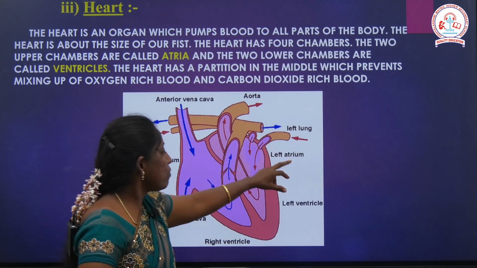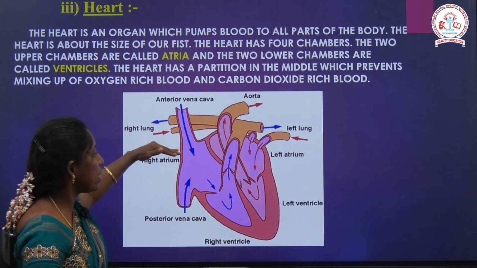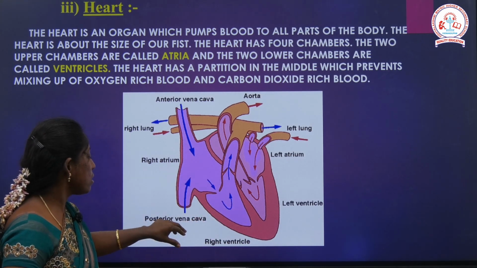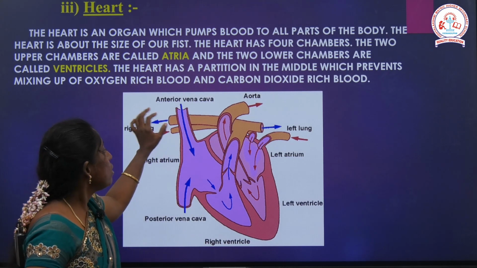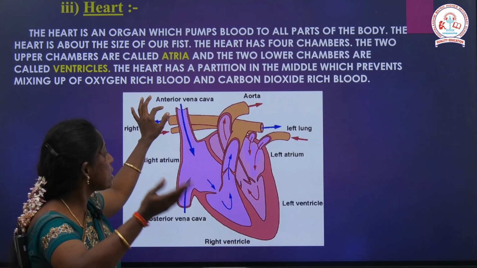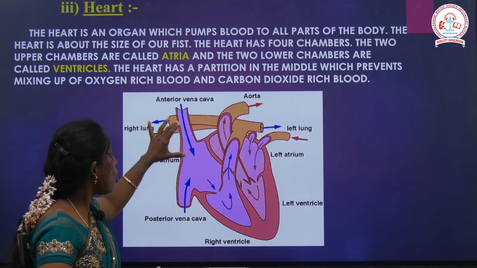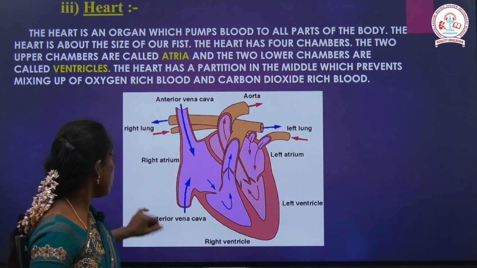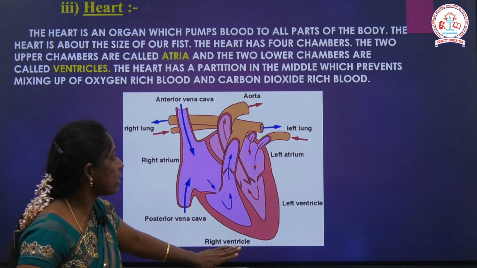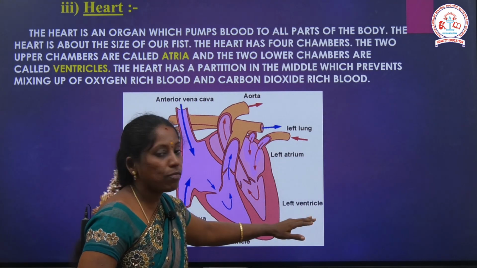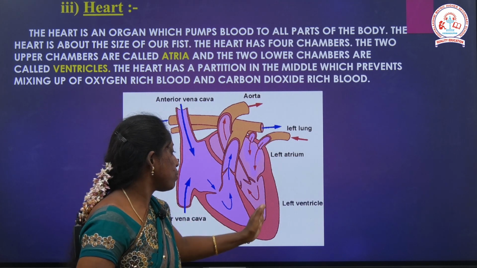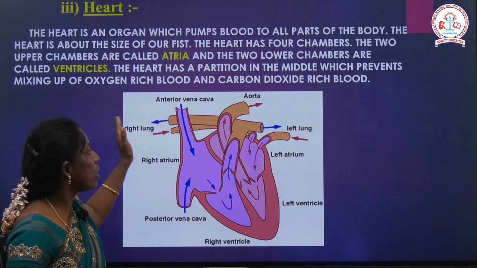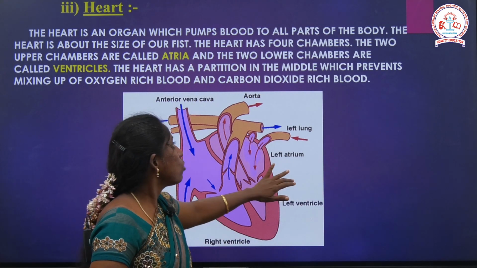So this is the left atrium, this is the left ventricle. Upper chambers are called atrium, lower chambers are called ventricle. In between there is the posterior vena cava. Next one is the anterior, meaning the outer side, and the inner side. This is downwards, this is upwards, the anterior vena cava is at the inner side, and the outer side also has the posterior vena cava. So here is the right ventricle. Through the left atrium and left ventricle, the oxygen rich blood is carried out, and the carbon dioxide rich blood is carried out through the right atrium to the lungs. Through the lungs it is given out. Okay, this is the structure of the heart.